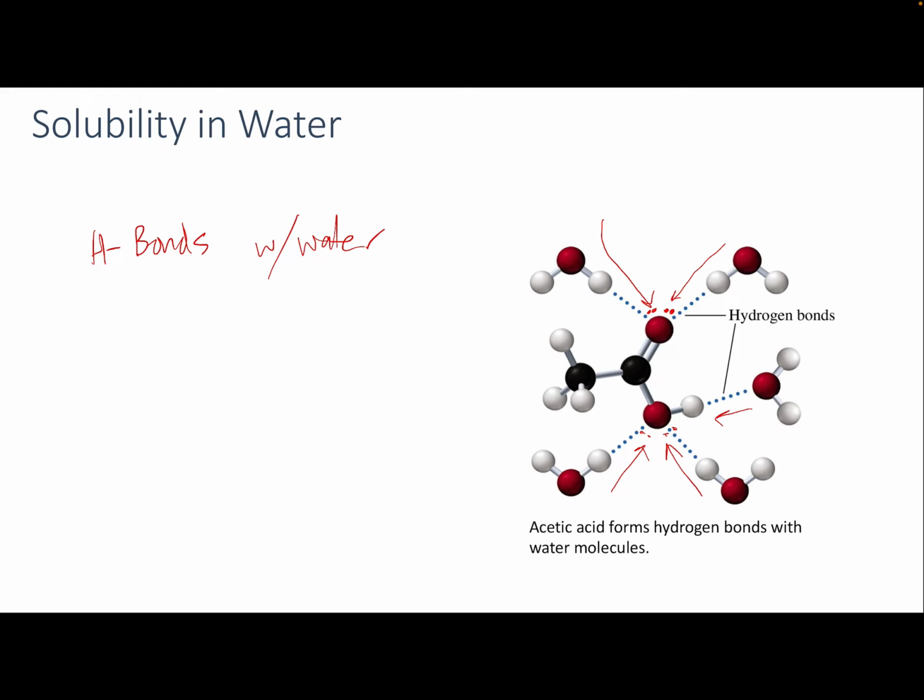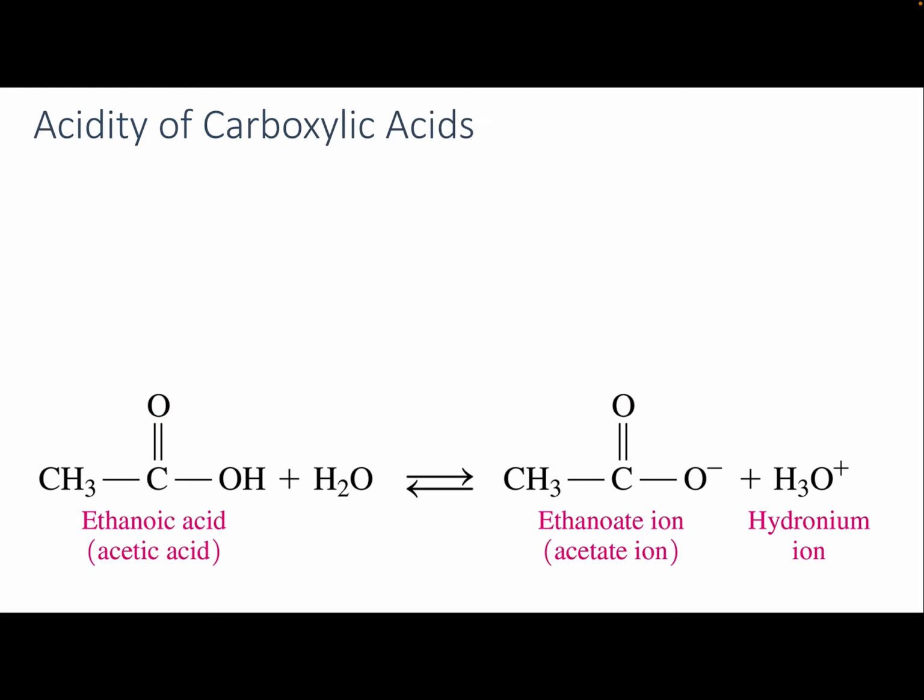Carboxylic acids with 1 to 5 carbon atoms are very soluble, and then they get less soluble as the number of carbons increases, typical of most of the other molecules we've looked at.